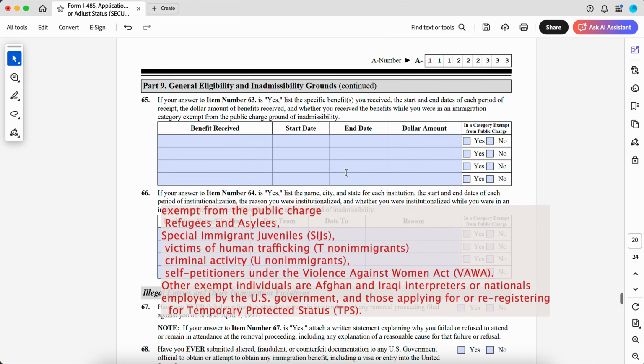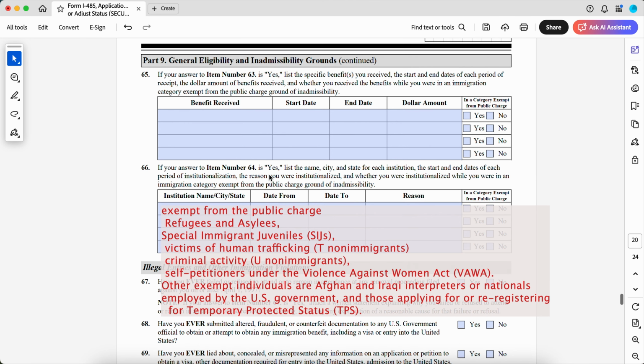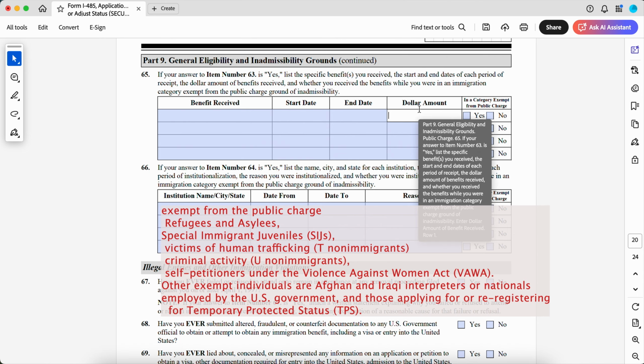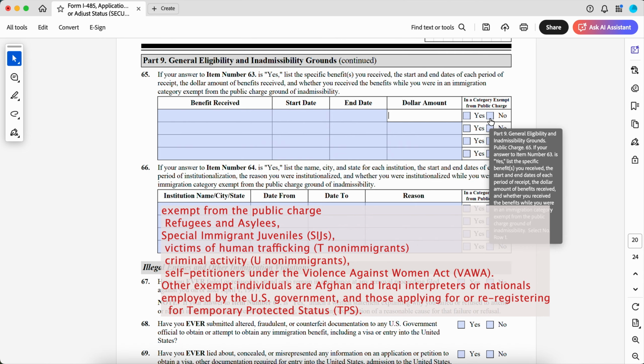And you have to also list if a category exempt from public charge. So I have to write the institution name, the dates, and the reason why you were institutionalized.